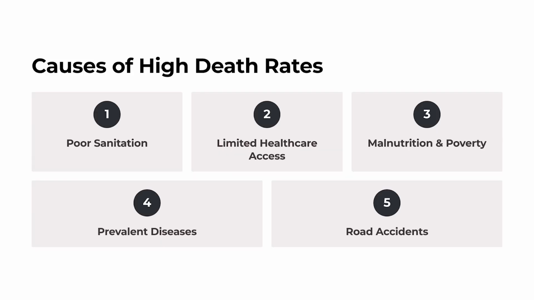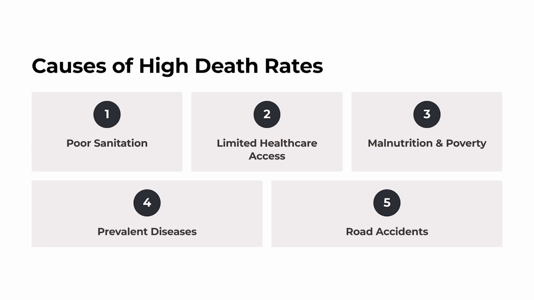Let's look at what causes high death rates in some countries. First, poor sanitation. In places where there is little access to clean water and proper waste disposal, diseases spread easily. People can get sick from contaminated food or water, which increases the number of deaths. Second, limited healthcare access. In many rural areas, hospitals and clinics are far away or not well equipped. When people can't get medical help on time, simple illnesses can become deadly.